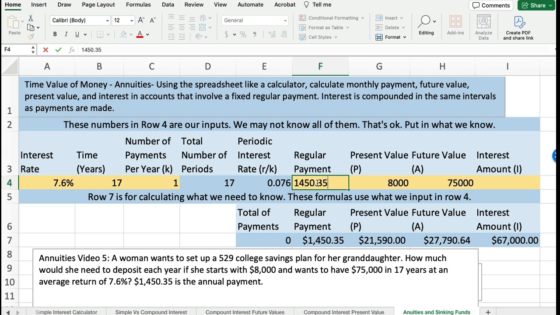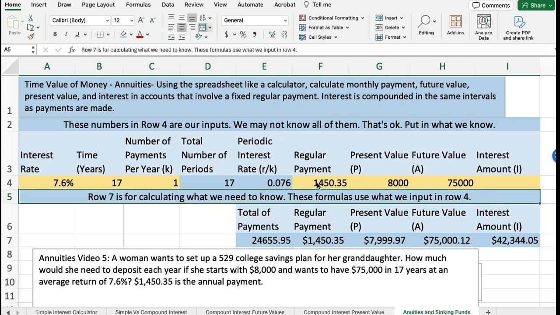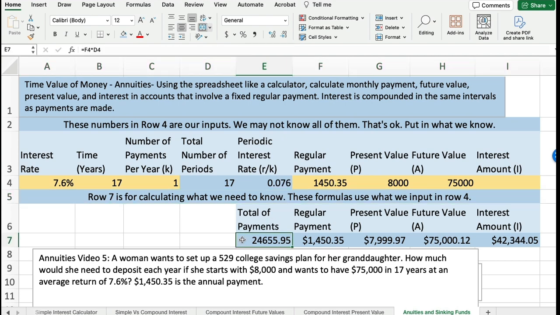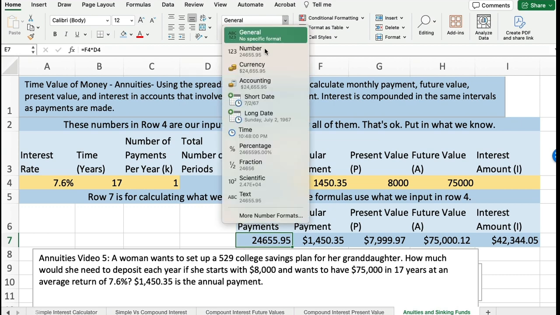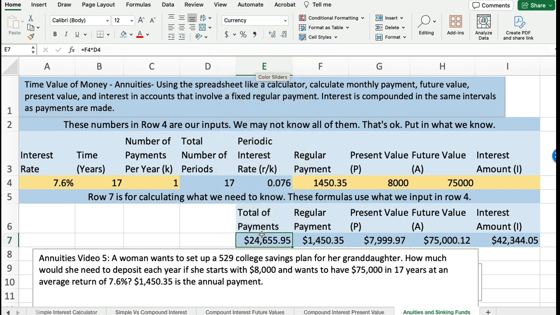I know the problem didn't specifically ask for what the total of all the payments is, but we're going to just figure that out anyway, just for the sake of having it done. So I put it in row 4 up here, and now we have the total of all of the payments calculated. But it's still not showing up as a dollar amount, so I'm going to change that to currency, just like all the other cells have been formatted as currency.